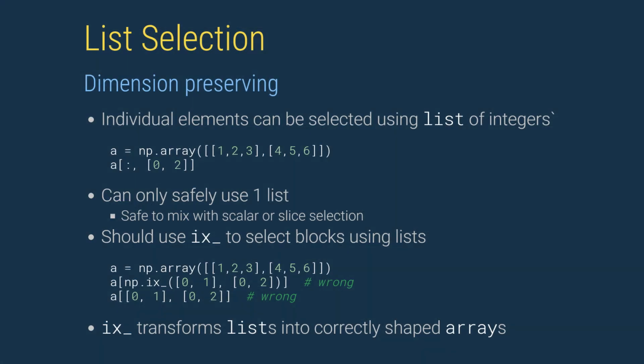List selection uses lists or arrays containing integers. List selection chooses the rows or columns in the position of the values in the list. In practice, it is only safe to use a single list, although a list can be safely paired with a scalar or a slice to select in multiple dimensions. When using multiple lists to select both rows and columns, it is necessary to use np.ix_, which transforms lists of rows and columns into the appropriate shapes to select all elements in the product of the two sets of coordinates.